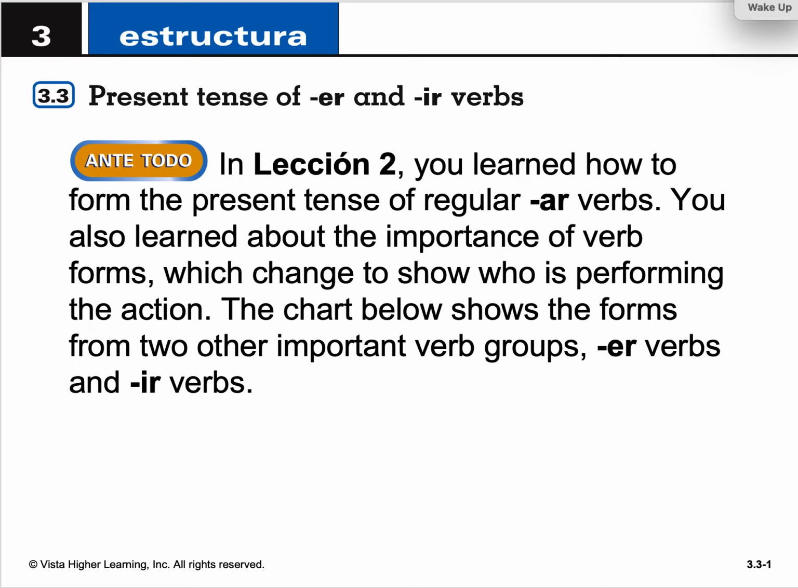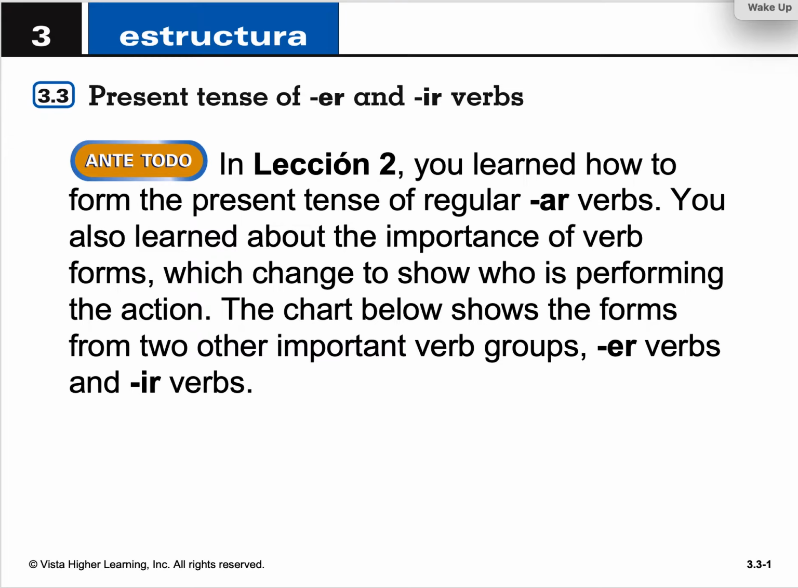So we've already seen how to conjugate verbs that end in AR in present tense. We've also learned about the importance of verb forms, where we have different numbers and different gender. And it tells us the context of who is doing the action, and that's why we have that in Spanish versus English. Now we're going to take a look at our ER and our IR verbs.